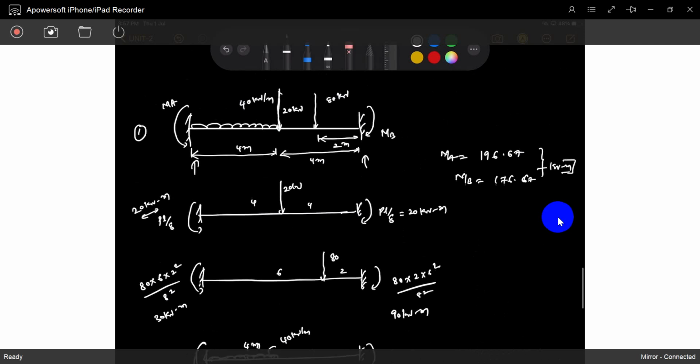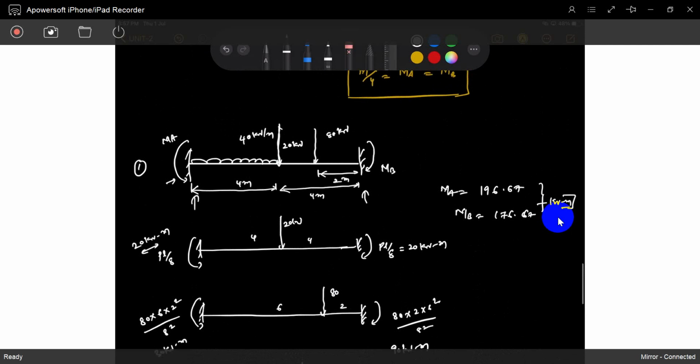So that's it, MA and MB. This is MA and this is MB. Then you can easily find out RB, and you can easily find out RA, and you will draw the shear force and bending moment diagrams from this. Can you draw? Easily draw. No problem at all. Any problem? No problem, I think. Okay.